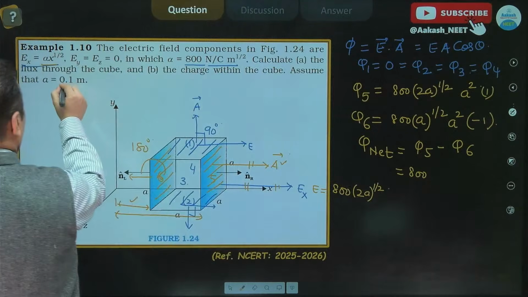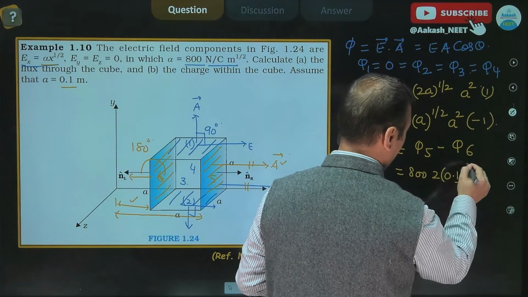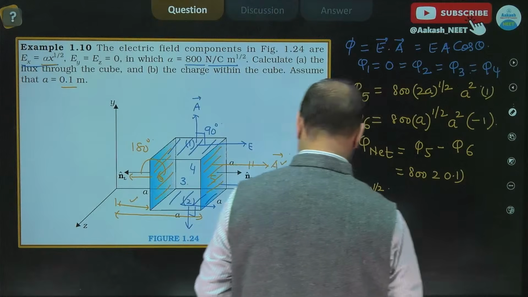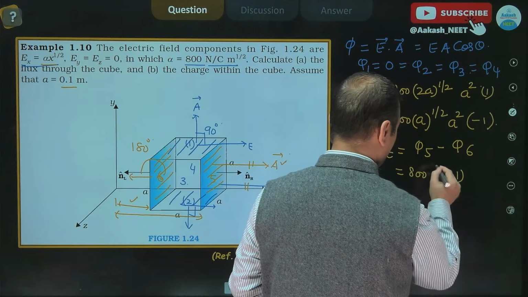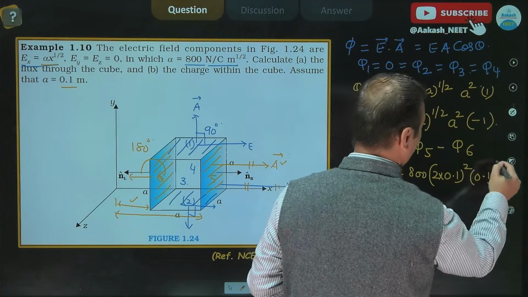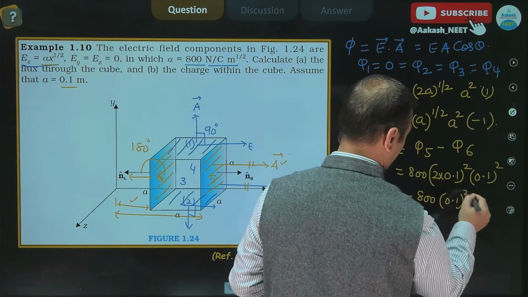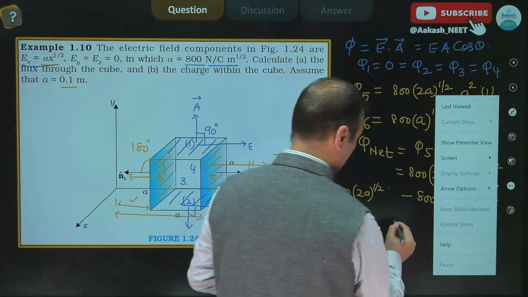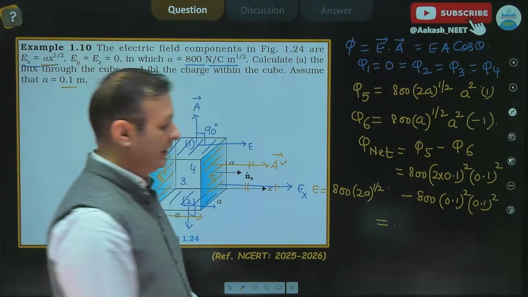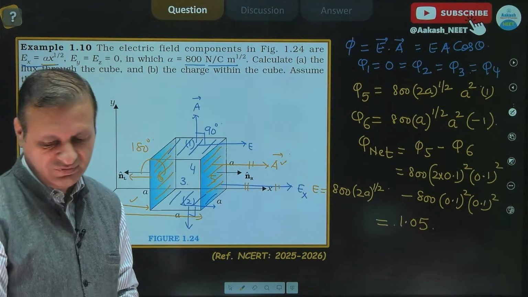So this A is 0.1 squared, this is 2 times, and you have to simply do the mathematical calculation part, and that would give you 1.05 numerically. This is the net flux.